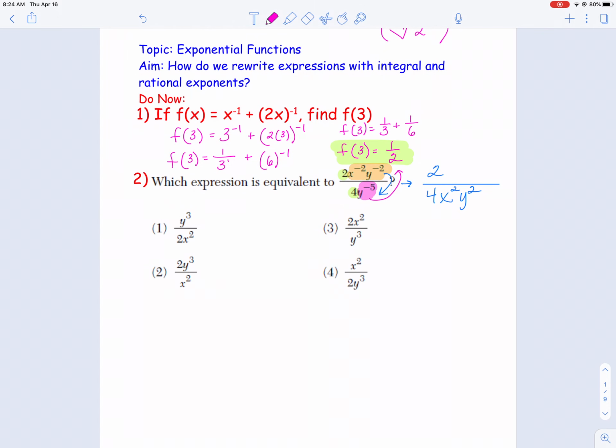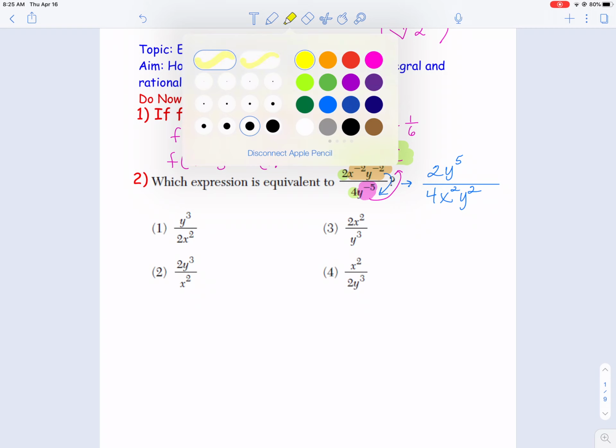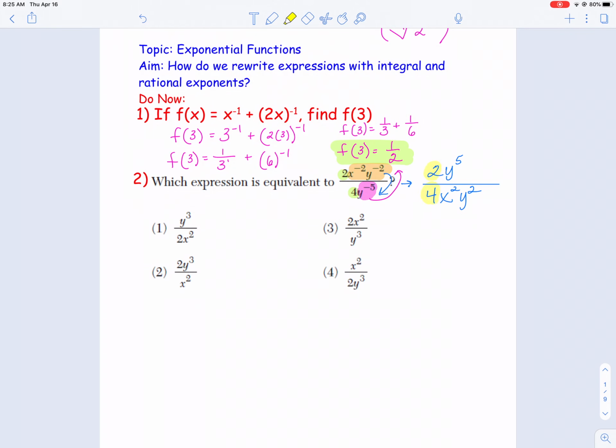Bring it up to the numerator, and that's going to become positive. So now you have y to the positive 5th up top. Now, what can we simplify? If you look up at the top, the 2 and the 4 can be simplified. 2/4 is not even 1. That's a half. So this is going to simplify to where this is a 1 and this is a 2, which means I don't need the 1, but there's definitely a 2 in my denominator.